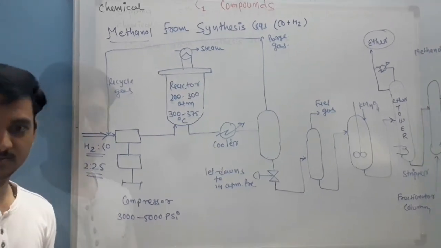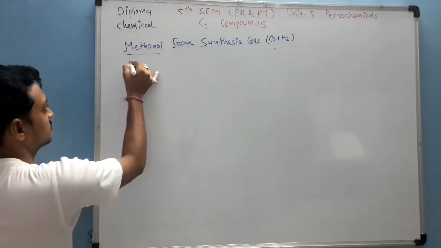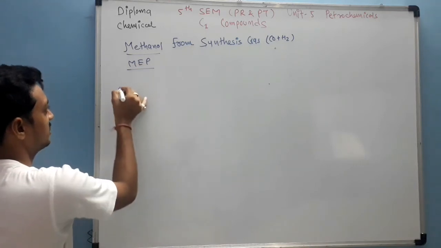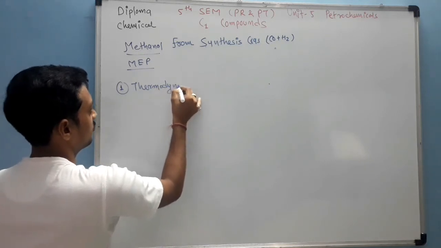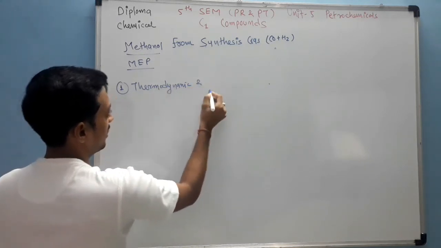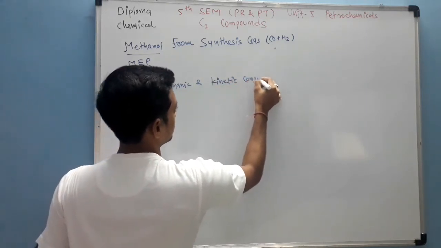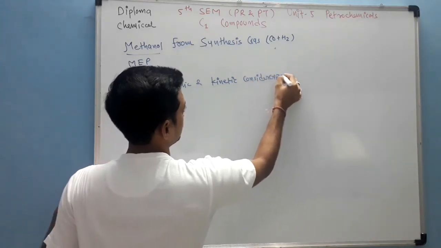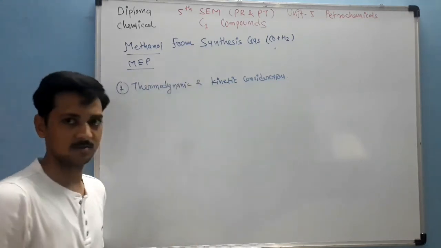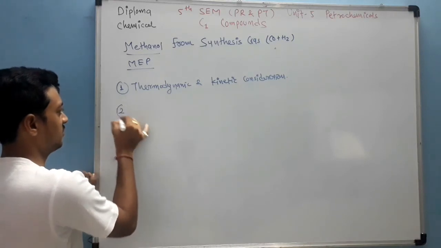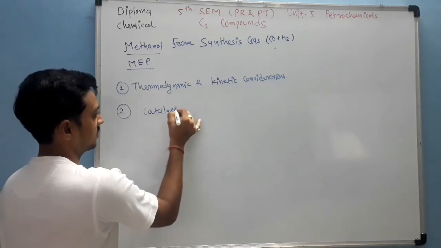Okay, got it? Now let's discuss the major engineering problems of methanol, in short MEP of methanol. First one is thermodynamic and kinetic consideration. This MEP is based on the pressure and temperature. Second one is catalyst fouling.